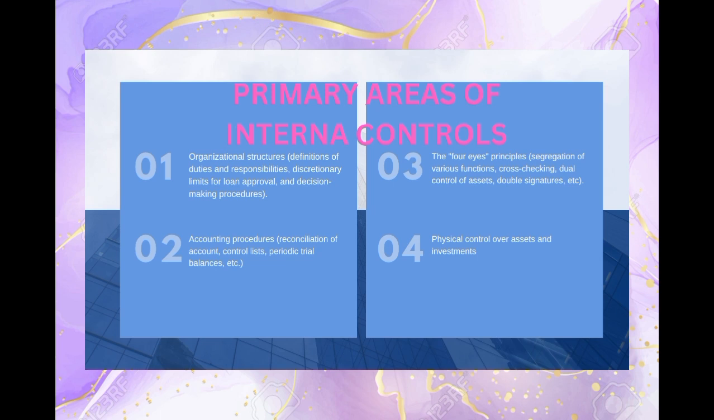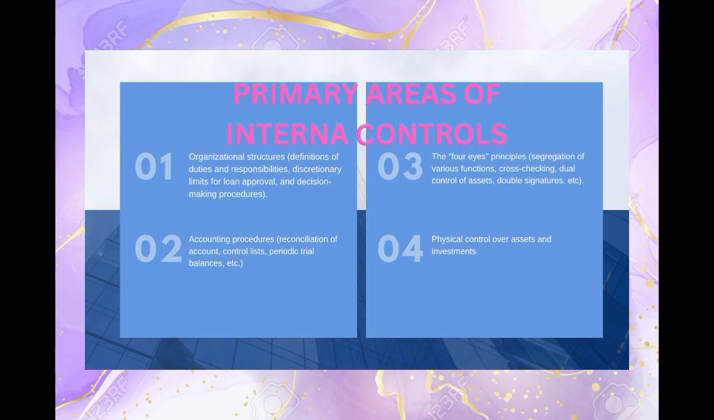Second, accounting procedures, reconciliation of accounts, control lists, periodic trial balances, and etc. Robust accounting practices such as reconciliation and trial balances ensure accurate financial reporting. For example, a cooperative might perform monthly bank reconciliation to detect any discrepancies or errors, ensuring that their financial records match the bank records. Third, the four eyes principle.